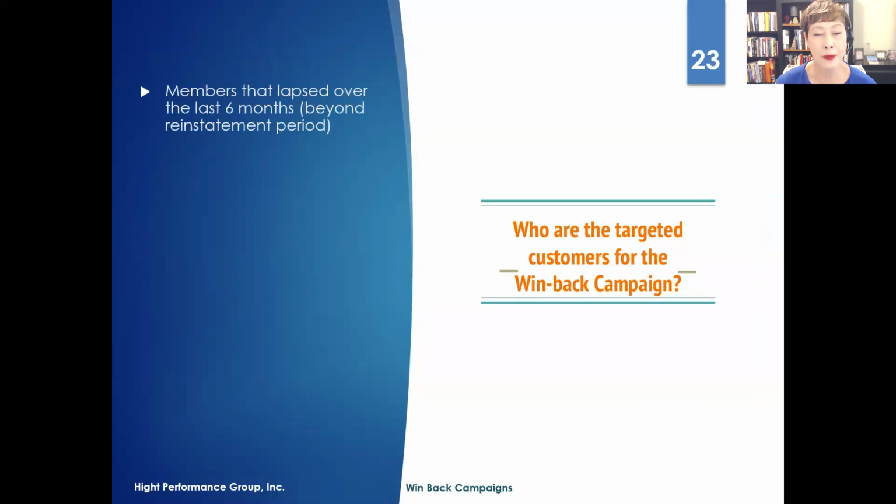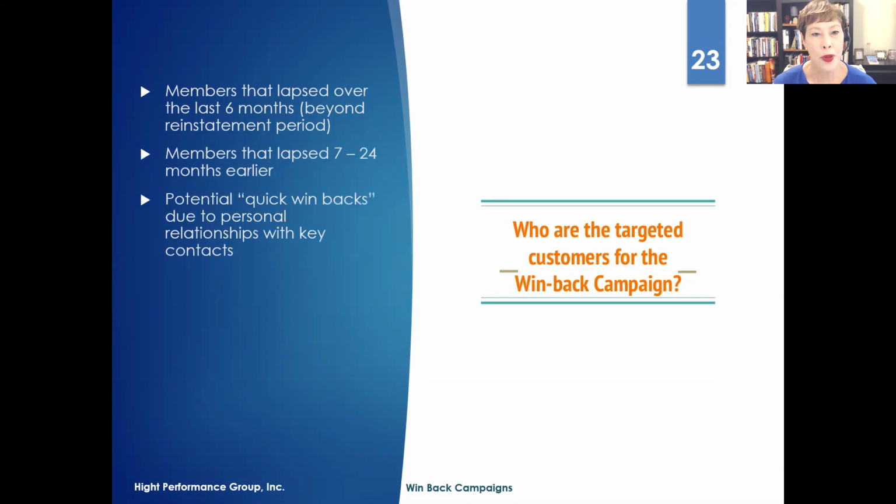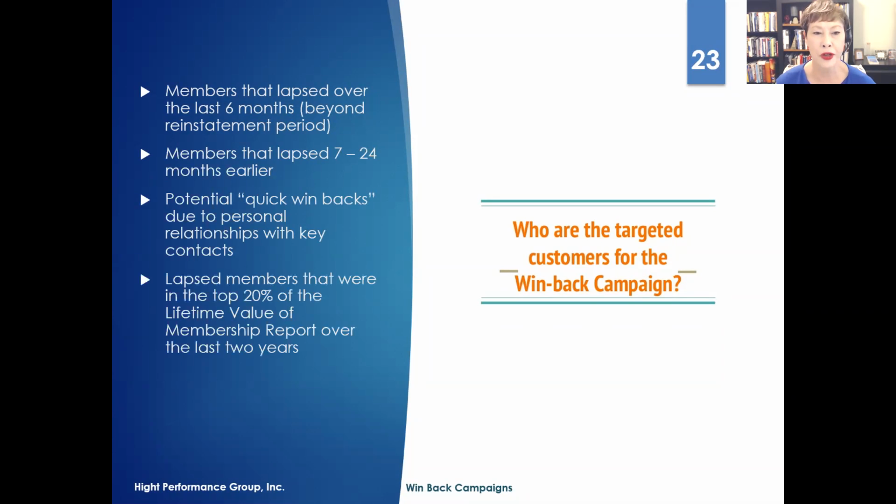I would say for sure members who lapsed over the last 6 months, which is usually beyond a reinstatement, which might be 30 days, 45 days, typically around 90 or 120 days, might seem to be first dibs, but not all of them necessarily, right? Then you want to go back a little bit more, think about members who dropped up to 2 years ago. Who are people that you would consider to be a quick win back, right? So somebody in your staff knows them, they have key relationships with some of your board members. So those might be low hanging fruit that you want to go after.